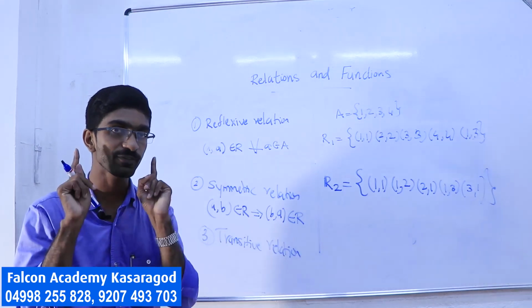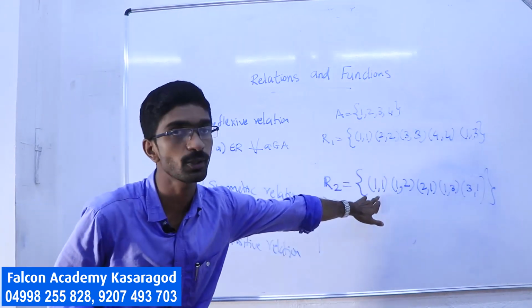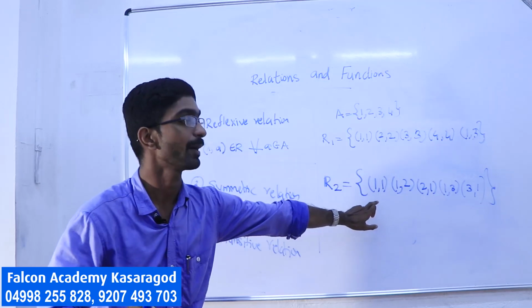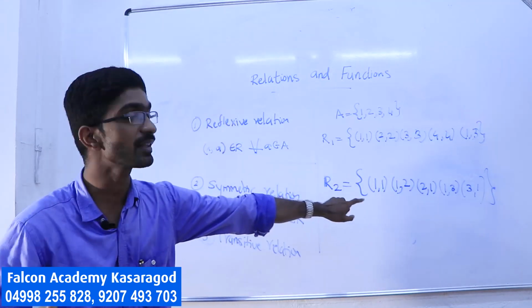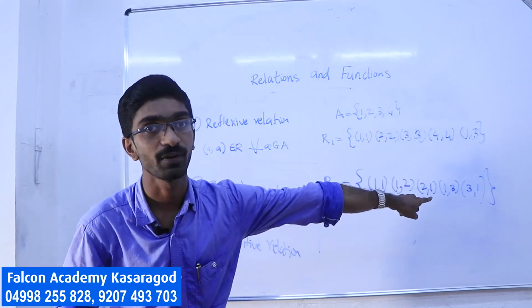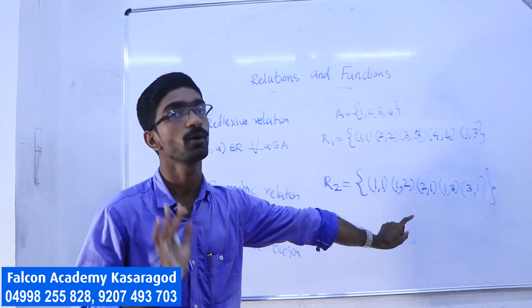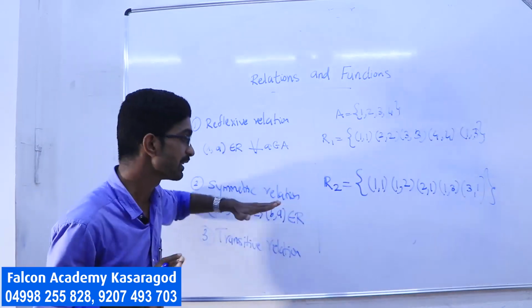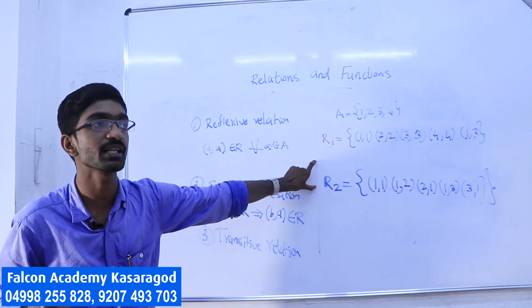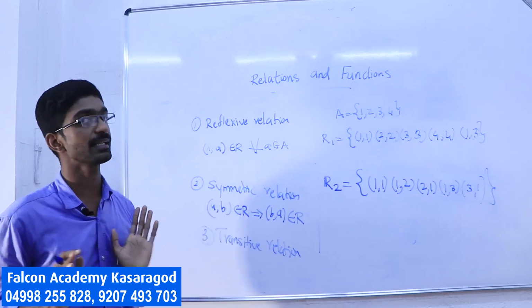That means if there is the element 1, 2, then there must be the element 2, 1. If there is 1, 3, then there must be 3, 1. If there is 1, 4, then there must be 4, 1. The element 4, 1 must be there in the relation. Then such a relation is called a symmetric relation.